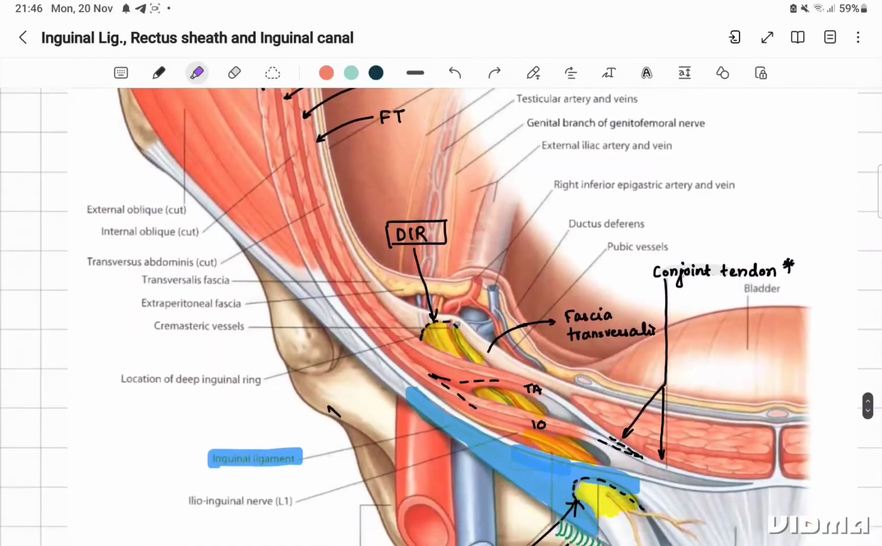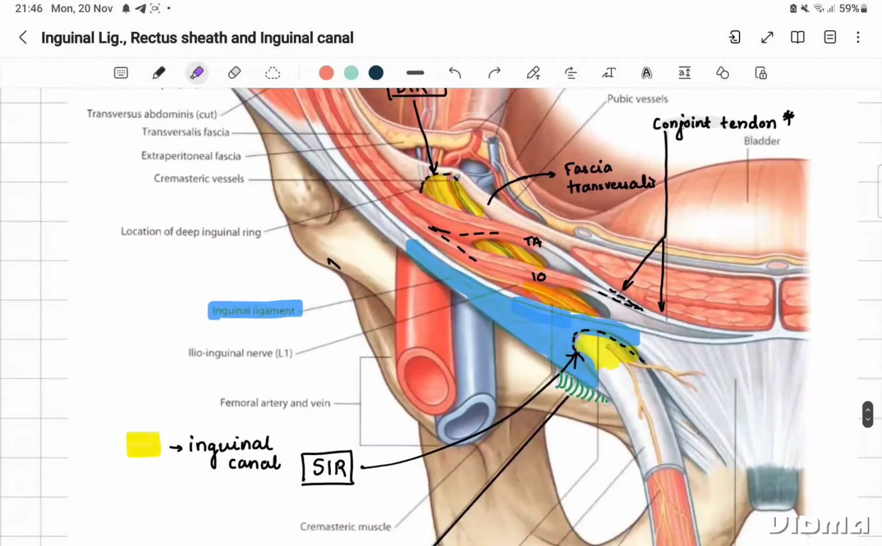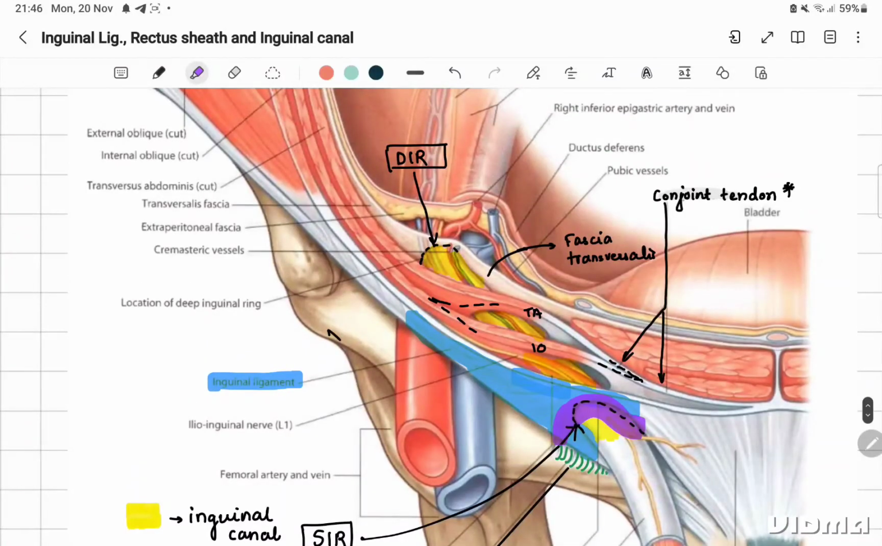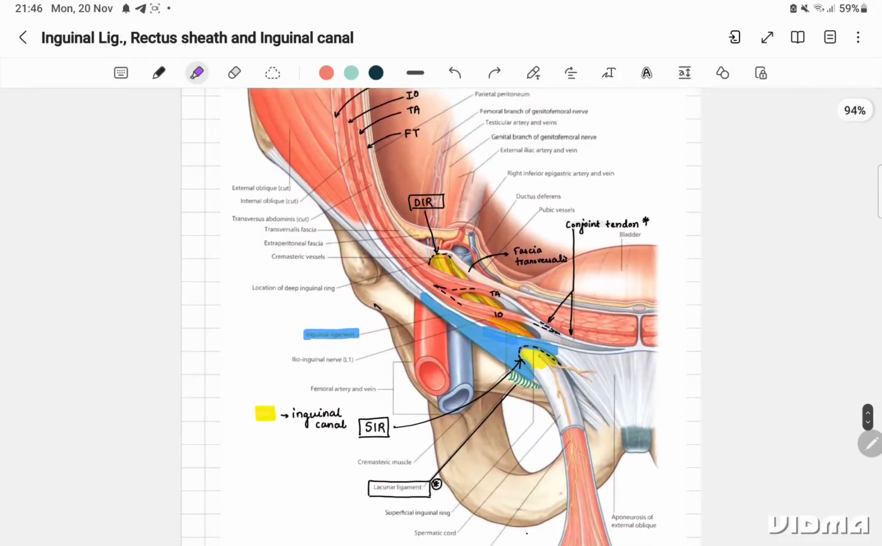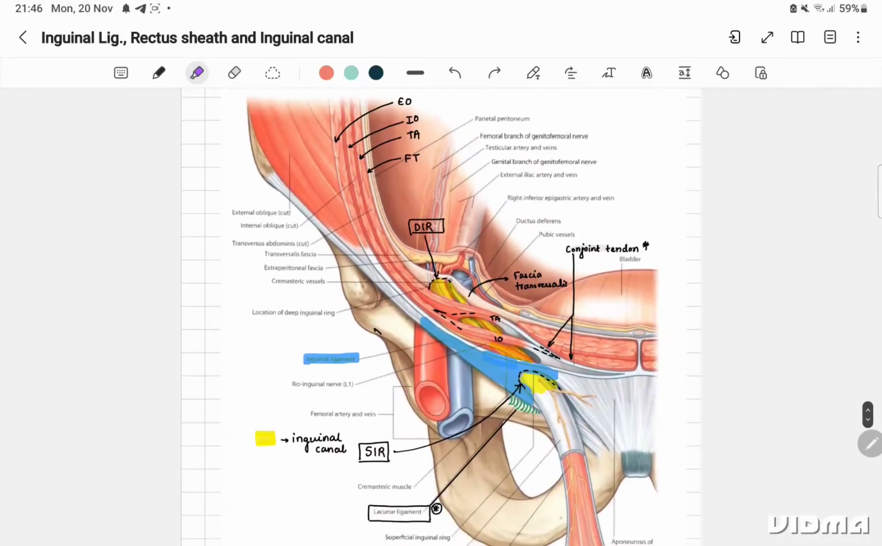Understood? So you can see the inguinal ring, the SIR. This is the superficial inguinal ring. This is the deep inguinal ring which is formed here. You can take a screenshot and try to correlate it with this diagram. I have no time to explain this diagram. Done?